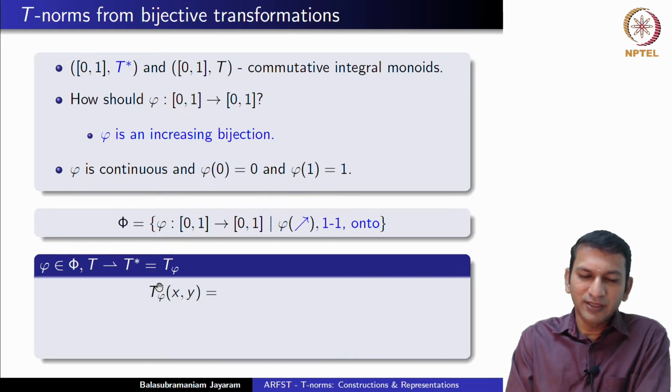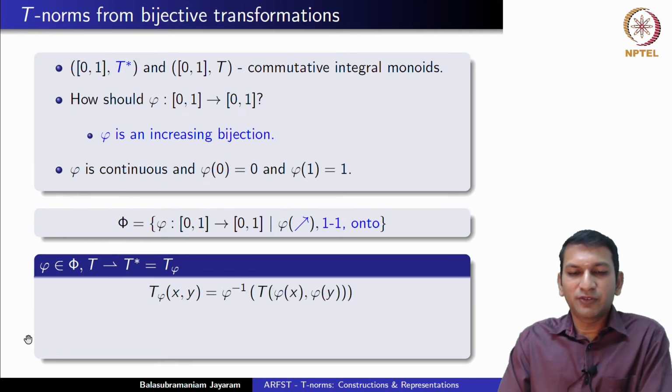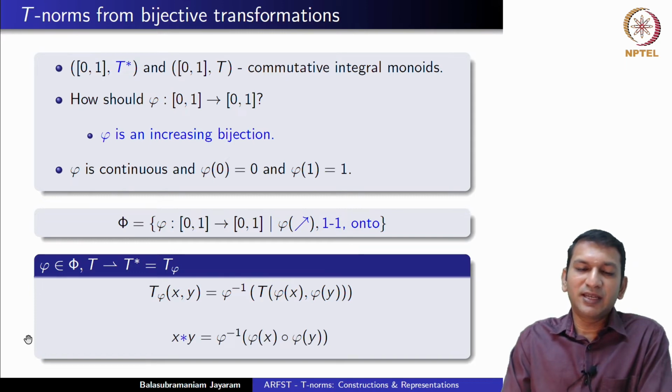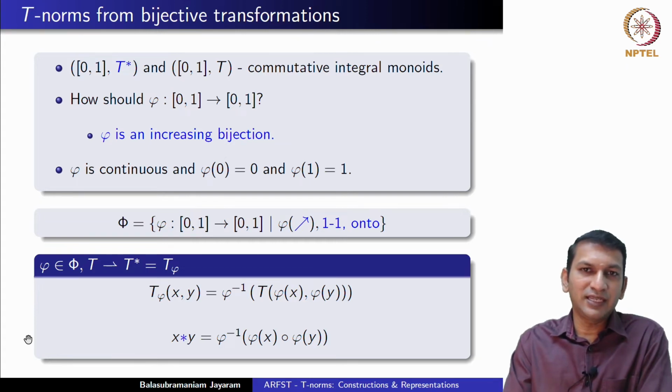How do we construct it? T phi of x, y is equal to phi inverse of T of phi x, phi y. This is essentially exactly the same as the formula that we had before, where if star were not known, it can be obtained like this. Now we are coming up with a new T norm T star, which we will denote henceforth as T phi, so that through the symbolism we will make it clear what is the T that we are referring to and what is the phi that we are referring to.